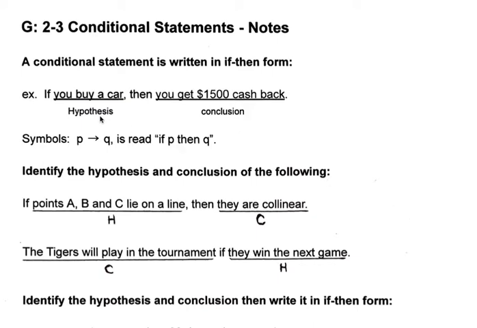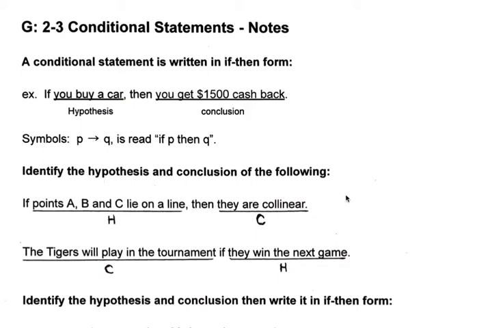Now the hypothesis is you buy a car. The if is not included in the hypothesis. The conclusion, what happens if you do what's in the hypothesis, you get $1,500 cash back. That's the conclusion. Again, not including the then. Our symbol for this is if P, then Q. Okay? All right, so we're going to look at the next one.